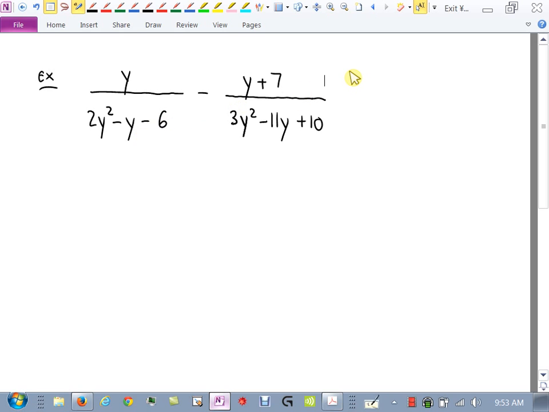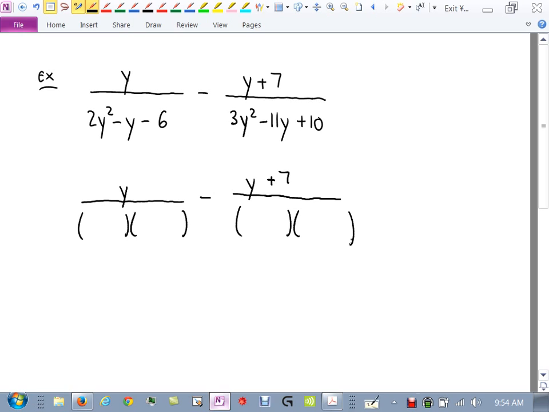what do I do? So remember, the idea was to try and get the same denominators, right? So before you go trying to do anything here, let's factor those and see what they look like factored. So you have to do an AC method on the bottom left, and then you have to do an AC method on the bottom right. Hopefully they factor. Hopefully they're not prime.